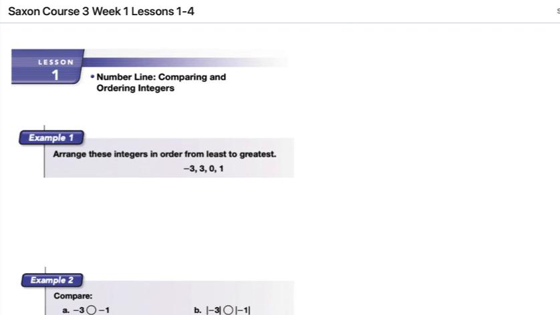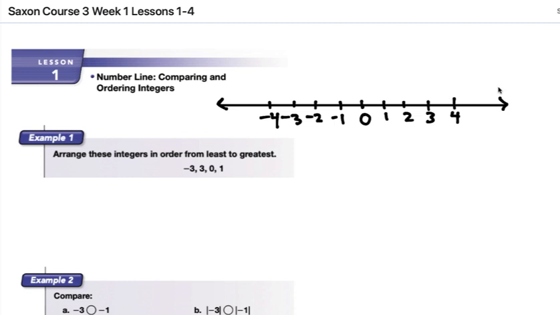And hopefully we know what a number line looks like. A number line has a positive side and a negative side with 0 in the center. We're counting 1, 2, 3, 4, and it continues on, hence the arrow. And then we're going to count in the negative direction: negative 1, negative 2, negative 3, and negative 4. We recognize that all the numbers are greater as we move to the right.